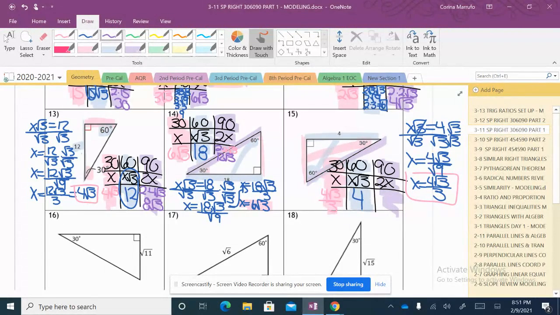So we go ahead and take 2 and multiply it times x. So our x is 4 times the square root of 3 over 3. Okay, so when you multiply those, all you have to do is multiply the numerator. So you multiply 2 times 4, which gives us 8 times the square root of 3 over 3.